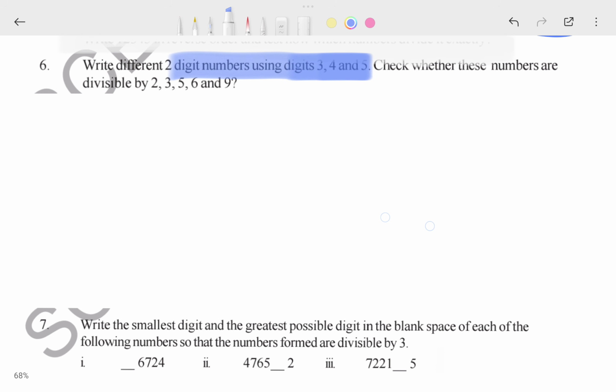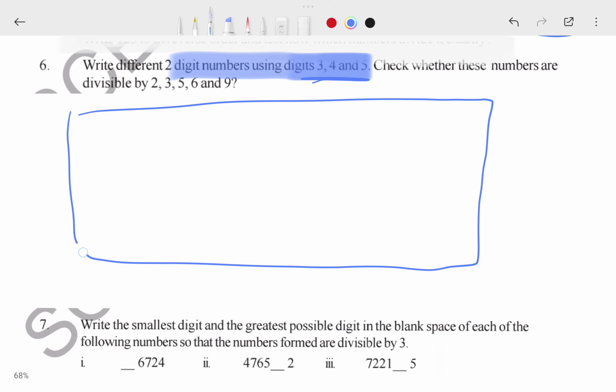Okay, let's talk about the sixth one. So the sixth one is telling us to write two different digits using this, and check whether this number is divisible by 2, 5, 6 or not. Okay, same question. Now we have to write this number, two different digits we have to write. So let's do this question again.